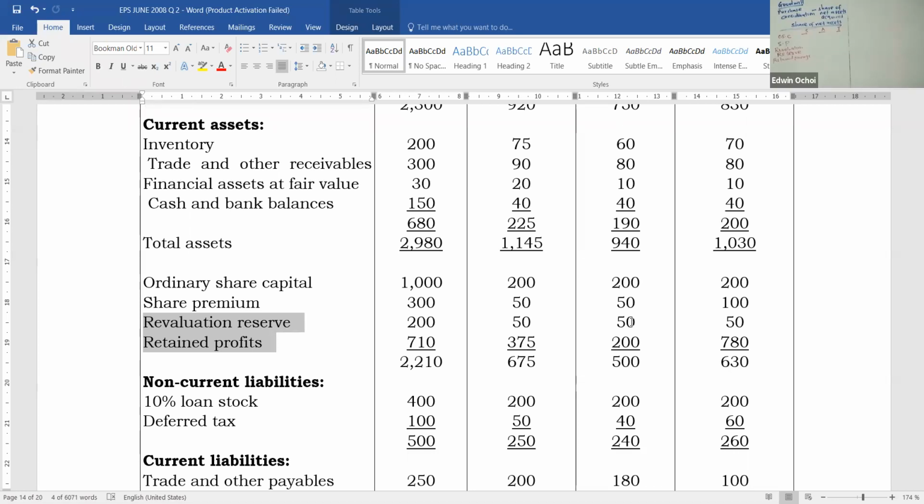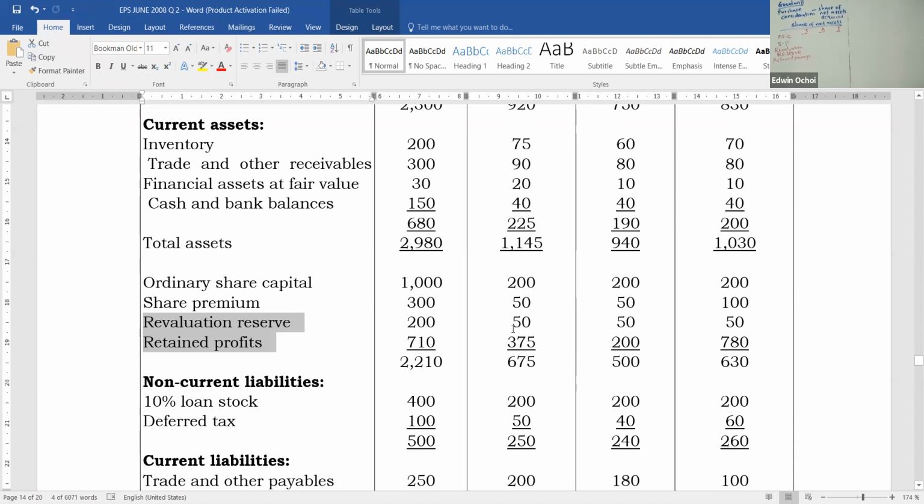So I was saying that for the ordinary share capital, share premium, revaluation reserve, and retained profit, so that is fine. So ordinary share capital and share premium, you pick direct. For S, I can see it's 200 and 50. This is 200 and the 50, not 250. It's 250 and 250. Then we have 200 and 100.